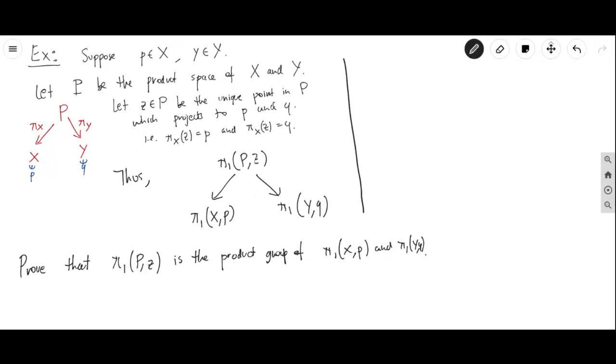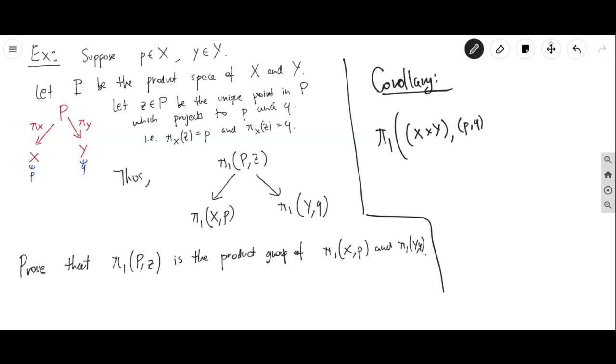So let me make a comment here. You have a corollary. The corollary here is if you take the product space in a very concrete way, where you construct it as a Cartesian product, at the point P comma Q, that is the point in the product space, then the fundamental group of the product space is going to be isomorphic to the fundamental group of X at P times the fundamental group of Y at Q. So this is the relationship that we will get.